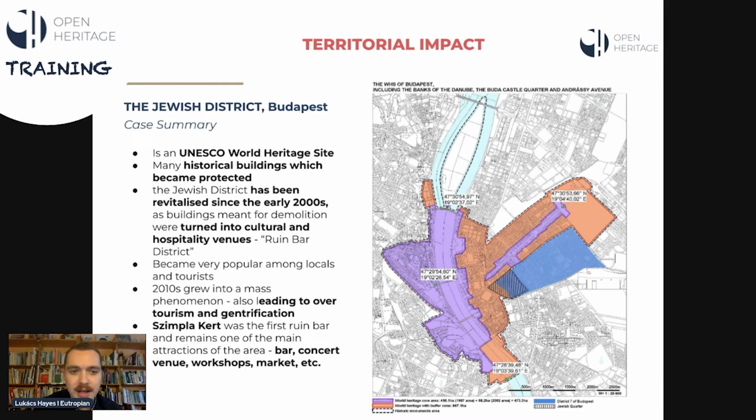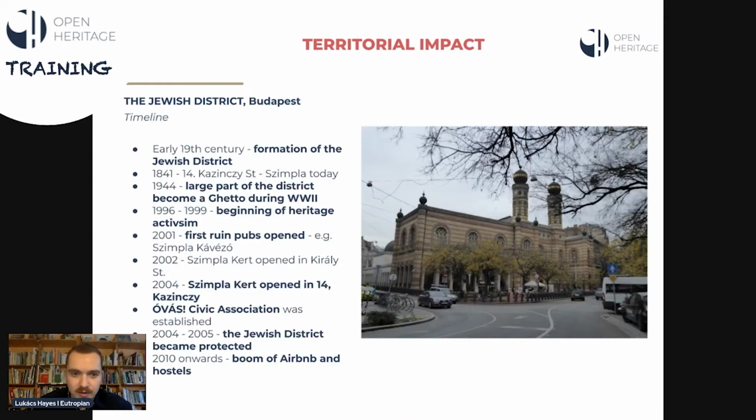It's called Szimpla Kert, which was the catalyst of this change in the area. It's basically a bar and a concert venue, but it's more than that. It's a community which holds workshops and markets. So it's a community space for a multitude of different purposes.